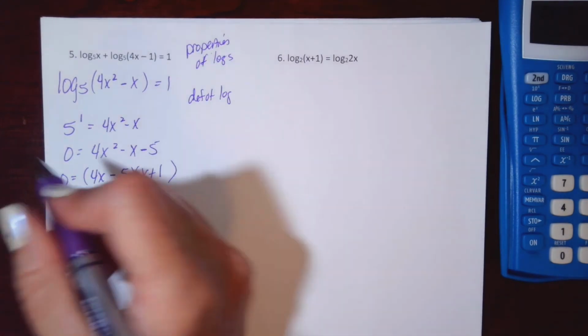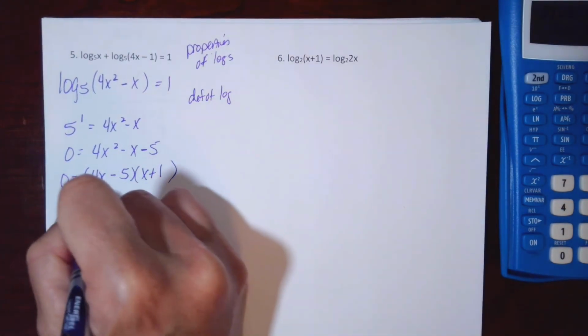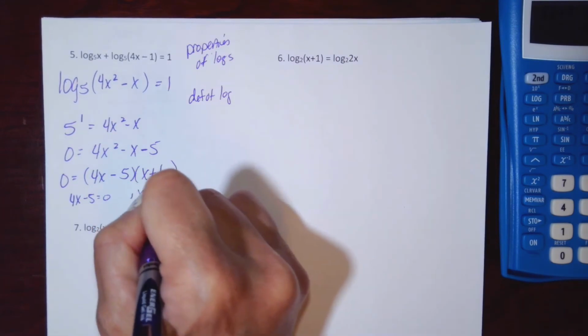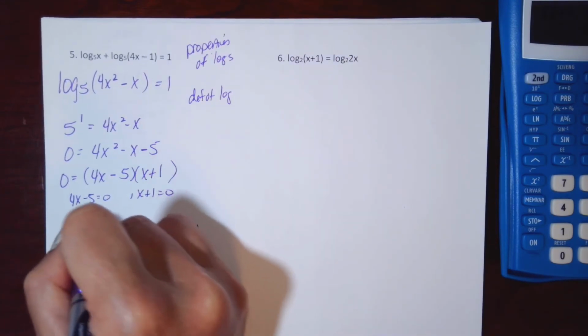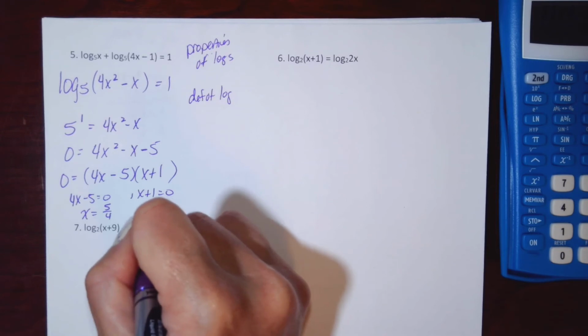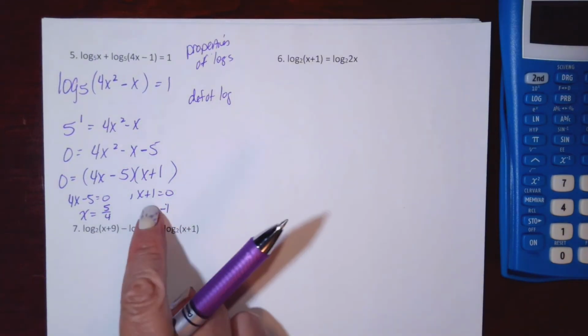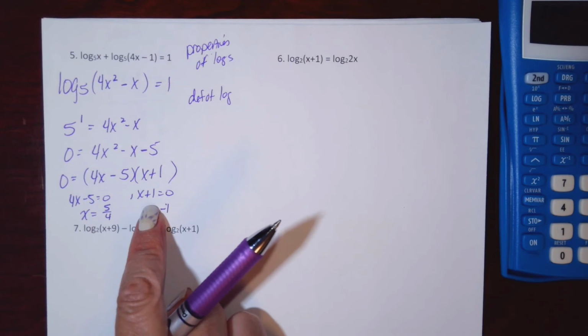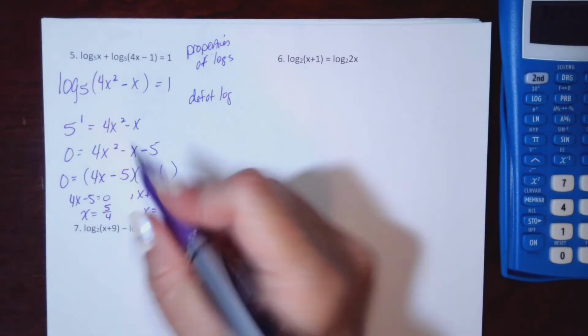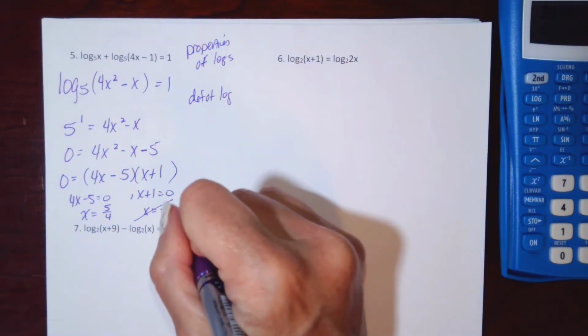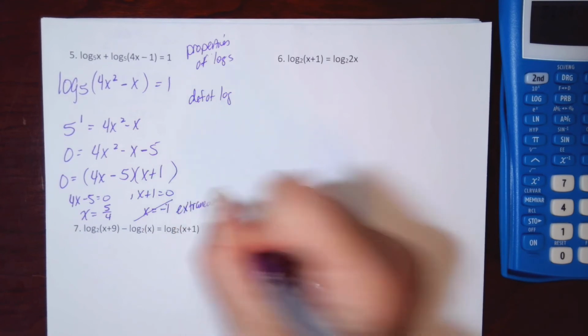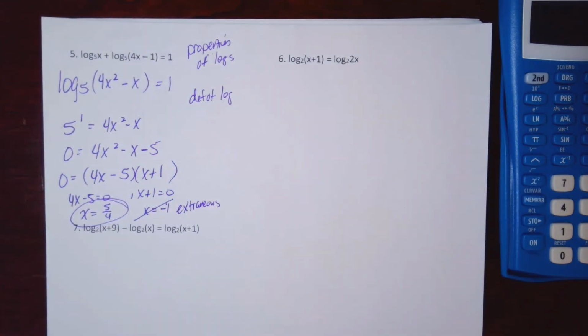So I have two proposed solutions. 4x minus 5 equals 0. x plus 1 equals 0. I'm proposing that either x is 5/4 or x is negative 1 or both. Now I've got to think about if these are both going to work, so I'm going to put them back in, and I see immediately that negative 1 is extraneous, because that would give me a negative argument. So my only valid solution is the 5/4.